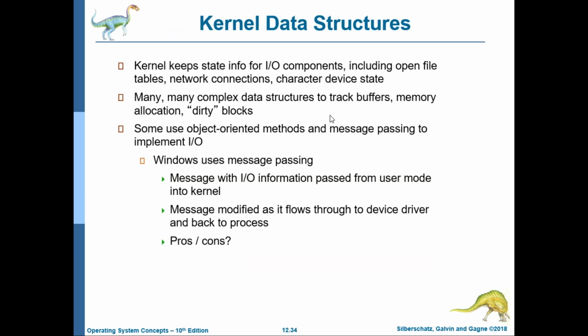Okay, next we have kernel data structures. The kernel keeps state information for I/O components, including open file tables, network connections, and character device state. There are many complex data structures to track buffers, memory allocation, and dirty blocks, or the modified blocks. Some use object-oriented methods and message passing to implement I/O. Windows uses message passing. A message with I/O information is passed from user mode into the kernel. Then the message is modified as it flows through to the device driver and back to the process.